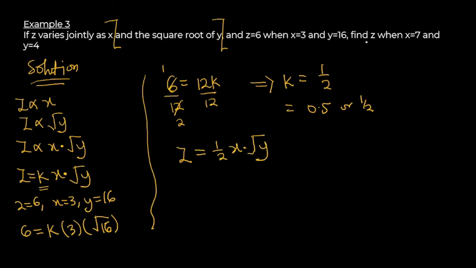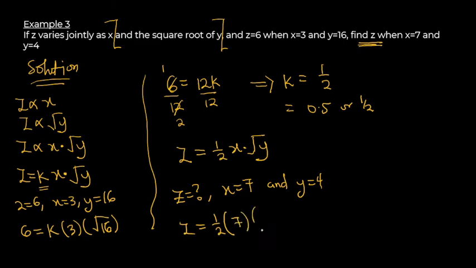Now we are to find Z, so we do not know Z in the second scenario when x is 7 and y is equal to 4. So let's do the substitution. So we have Z is equal to half multiplied by the value of our x, which is 7, and then the value of our y under the root is equal to 4. The root of 4 will give me 2. 2 multiplied by 7 will give me 14, and half of that is 7.